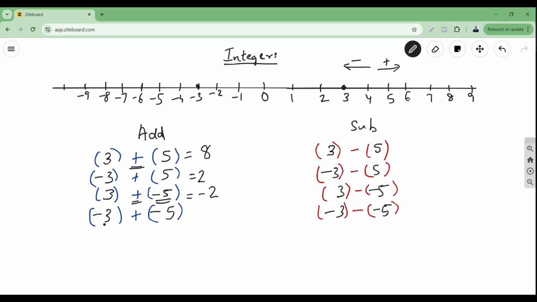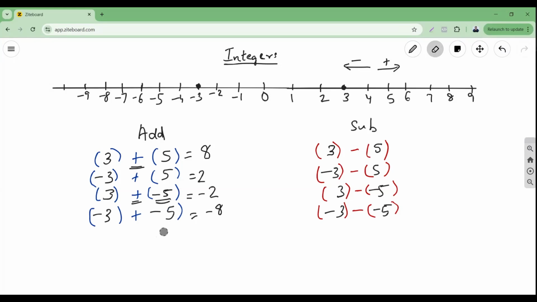Now let's take the next question. Minus 3. So I start from minus 3. Plus means I have to go to the positive direction. Fine, but inside the brackets, it's a minus 5. That means because of this minus, I have to go to the left side instead of the right side. So I go to the left side. 1, 2, 3, 4, 5. So I reach minus 8. So that will be my answer. I hope you're clear with this.